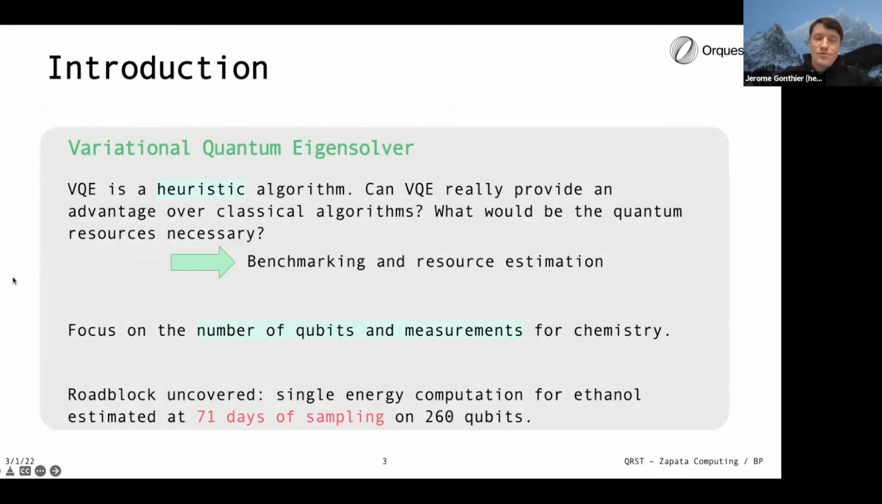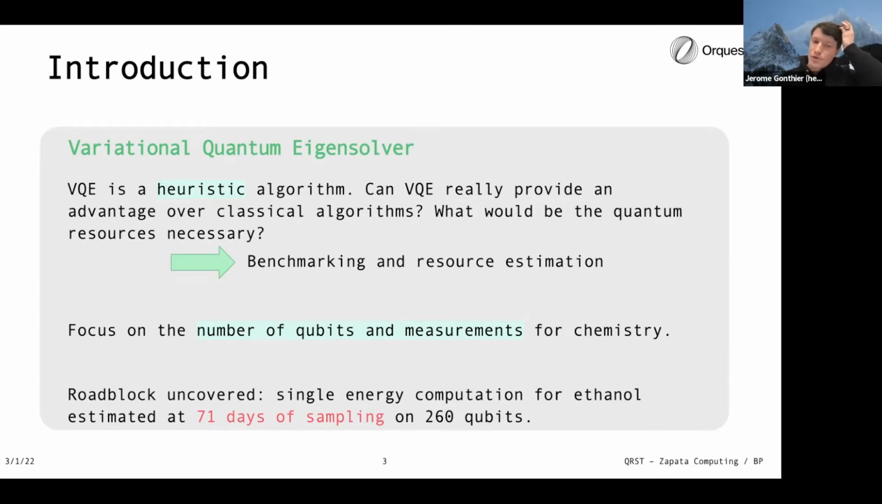So VQE is a heuristic algorithm. That means we don't have a mathematical proof that it's going to be faster than classical algorithms. We hope it can be faster because we know that we can represent an exponentially big wave function on the quantum computer efficiently. But we don't know if it can really provide a speedup or an advantage over classical algorithms. To try to understand that better, we want to see what quantum resources are necessary to obtain an advantage in VQE. And because it's heuristic and we don't have a mathematical proof, we do that through benchmarking and resource estimation.